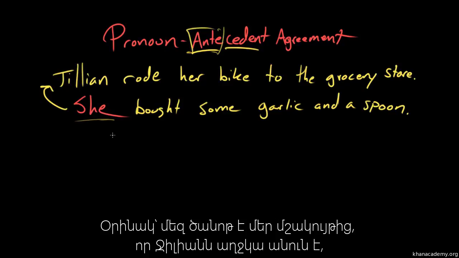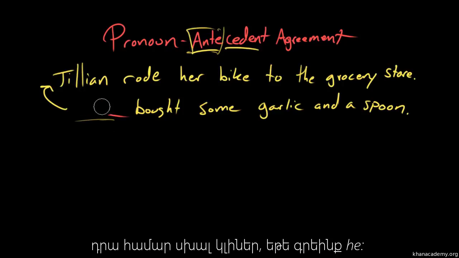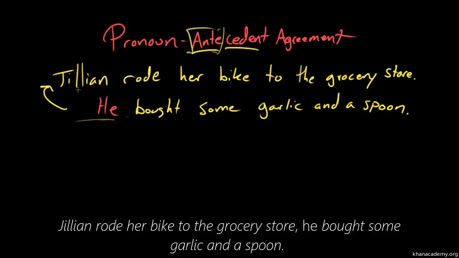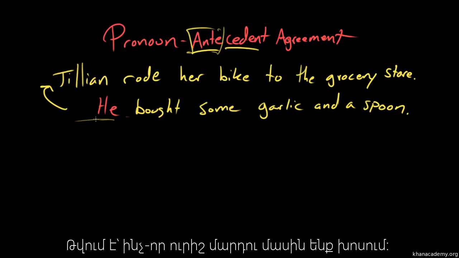So, for example, we know from living in this culture that Jillian is a woman's name, so it would probably be incorrect to refer to her as he. Jillian rode her bike to the grocery store. He bought some garlic and a spoon. This sounds like we're talking about someone else, right?